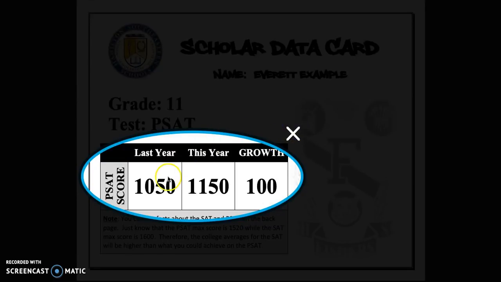Also, I should add, if there's a discrepancy between your score for this year on your data card and your score on the information that Ms. Brown gives you, like the official College Board documents, trust the official College Board documents.